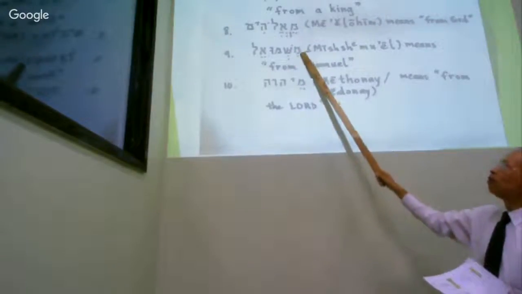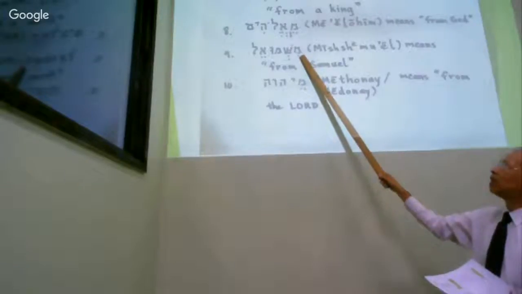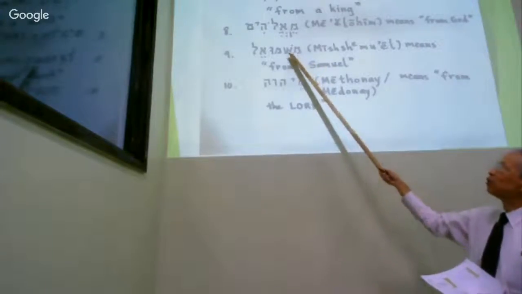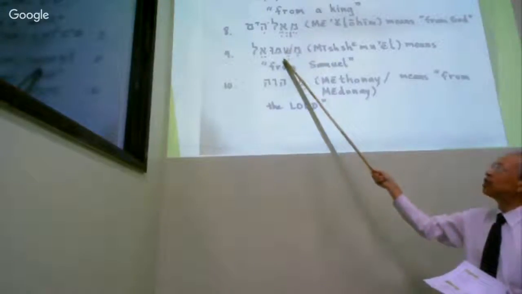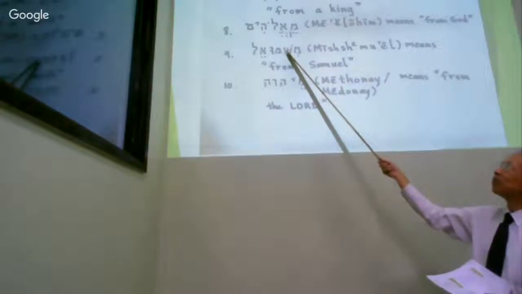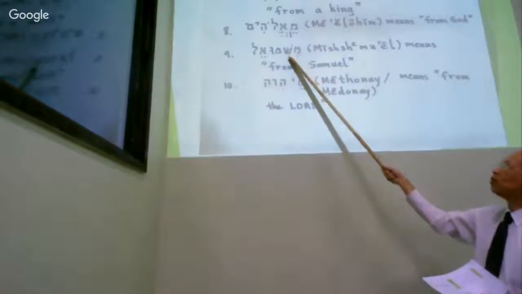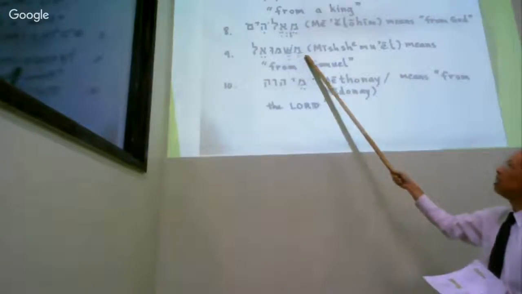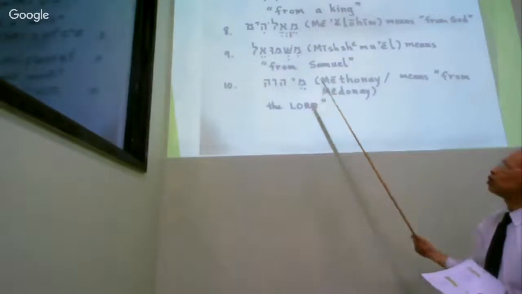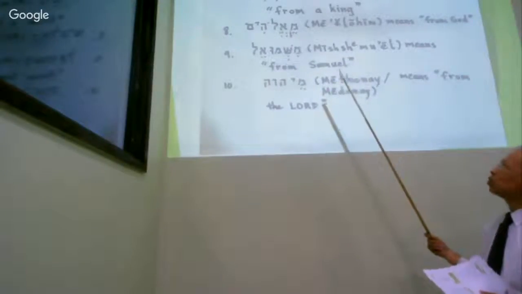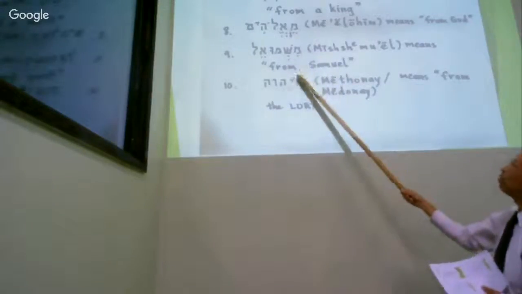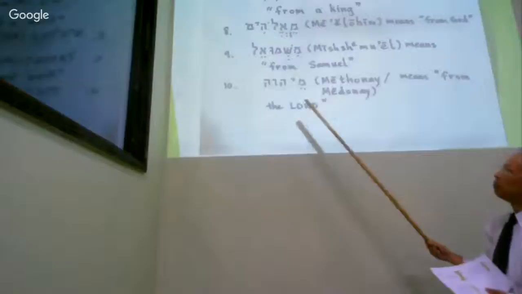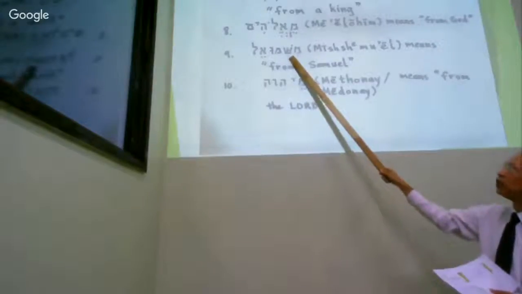The noon drops off from the min, and compensating for the loss of the noon, the dagesh forte is put in the letter shin, meaning that it is doubled, to compensate for the loss of the noon, the loss of the n right here, so that what you have is mish Shemuel, meaning from Samuel. The simple shawah is to be pronounced.